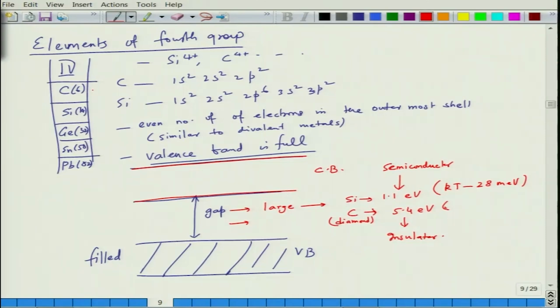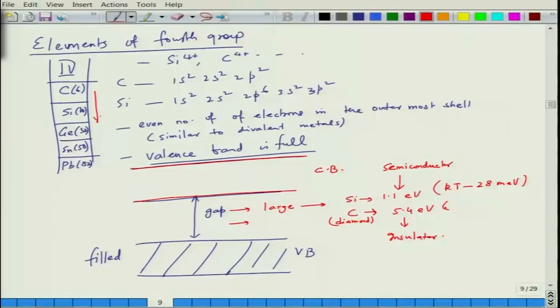So in the carbon case, there are not too many electrons. As a result, when you come down, you have a situation like this. This is the nucleus, and around this you have only 6 electrons. In this case you will have a total of 14 electrons. So as you come down in the column, the separation between the atoms increases. As a result, the bonding becomes weaker. When the bonding becomes weaker, the energy gap also comes down.